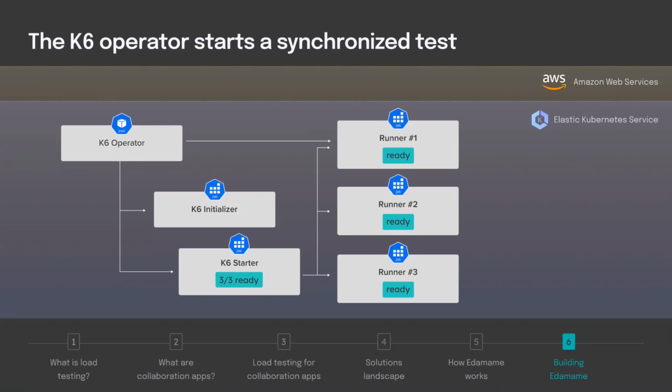So this approach using the Kubernetes operator, the K6 operator in Kubernetes, solves our problem of synchronization, and it allows us to test across many different machines and scale to loads of over 100K virtual users.